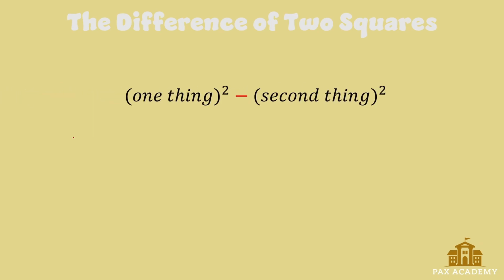Today, we're going to look at a special technique for factorizing expressions called the difference of two squares. Now, this technique only works for a particular type of expression where you have one thing squared minus a second thing squared. In other words, a squared minus b squared, where a and b can be any letters or numbers depending on the example or exercise.